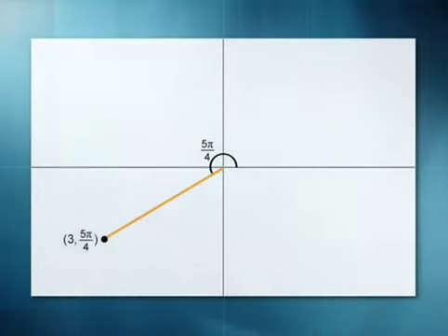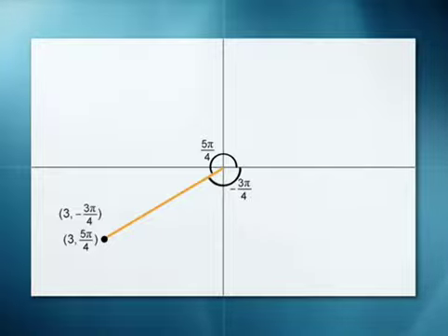Let's think about that point for a moment. 3 units from the origin, that's the r value, and it makes an angle of 5 pi over 4. So where is it? 5 pi over 4, third quadrant. So another way of describing that point would be 3, minus 3 pi over 4. That would be going the other way, and we're still in the third quadrant.